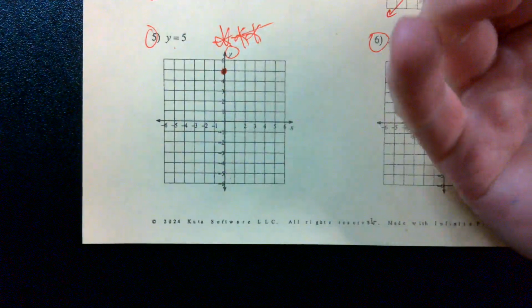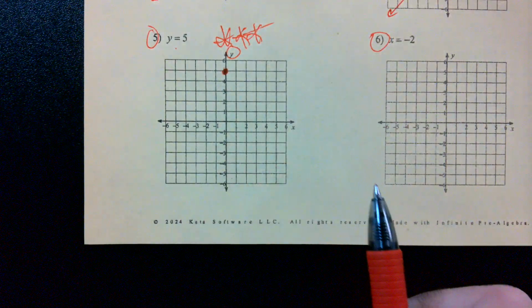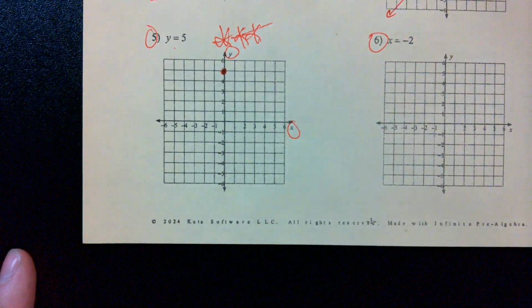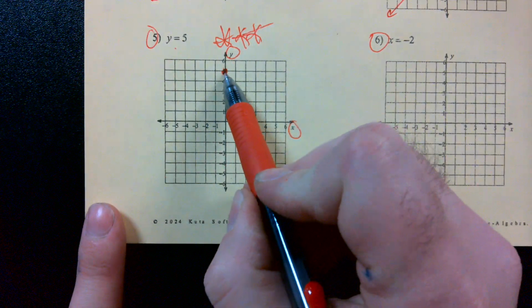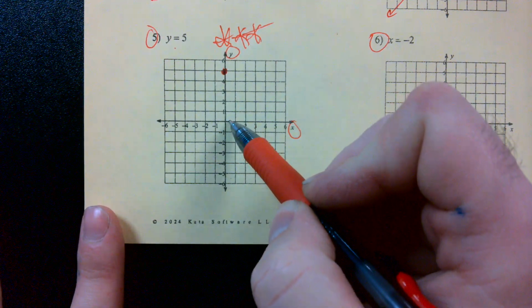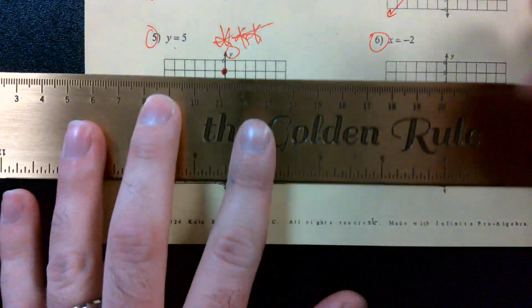There's no x. So the line that I make is never, ever, ever going to touch the x-axis. Well, what kind of line can I draw through this point that's never going to touch the x-axis? Horizontal. A horizontal line. A straight line is not a good enough answer. A horizontal line.